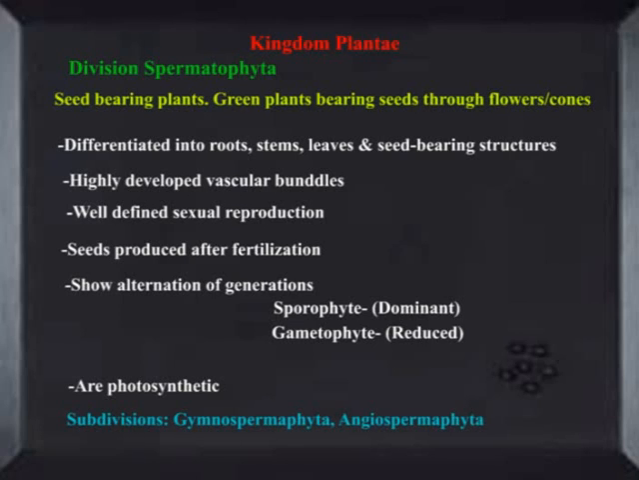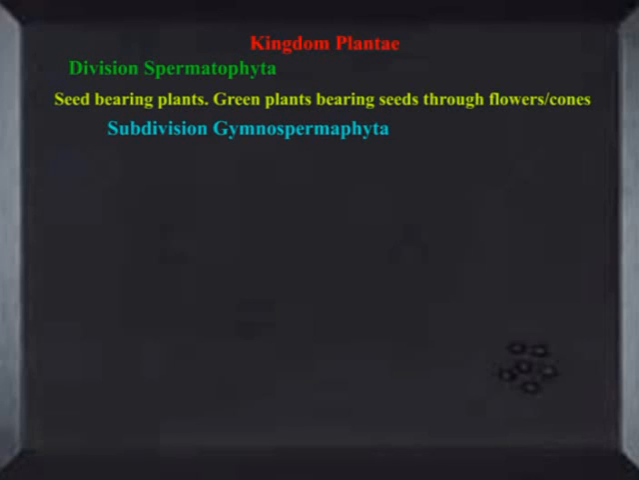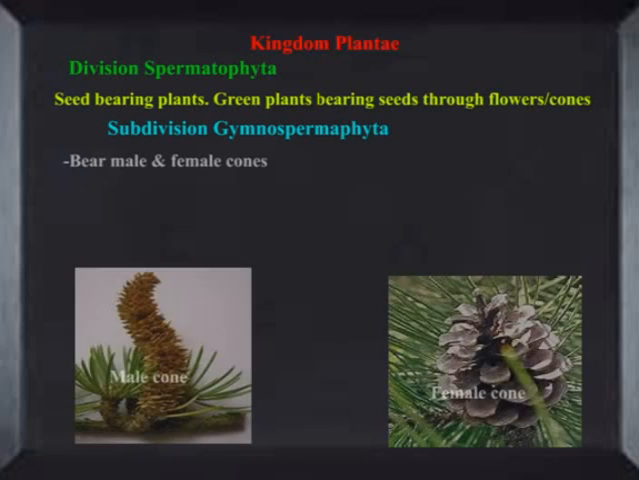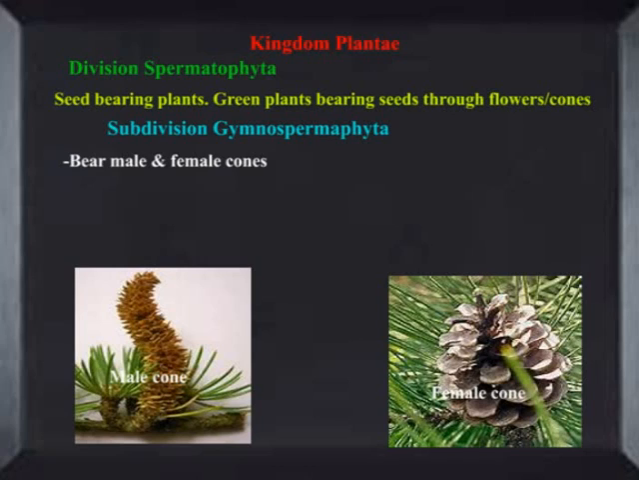Now, this division Spermatophyta consists of two main subdivisions, the Gymnospermophyta and the Angiospermophyta. The subdivision Gymnospermophyta. The general characteristics of plants in this subdivision include the following. They bear cones of two types, male and female cones, as shown on your screen. After fertilization, the seeds are borne on the female cone and the seeds are not enclosed in a fruit wall. They are therefore called naked seeds.